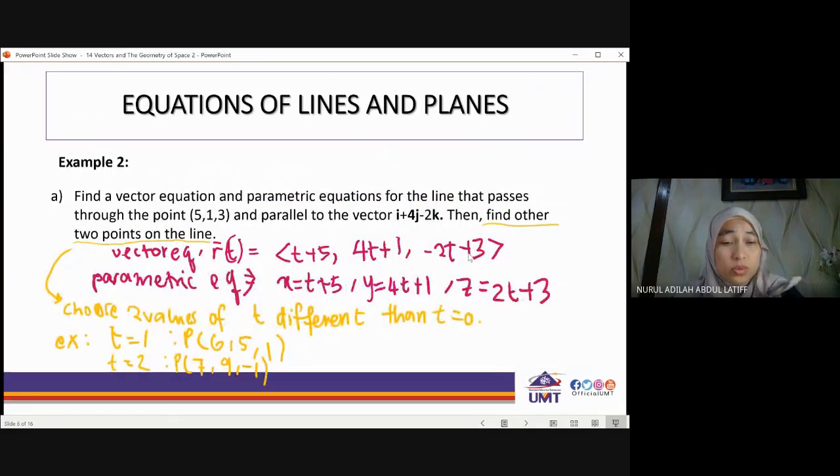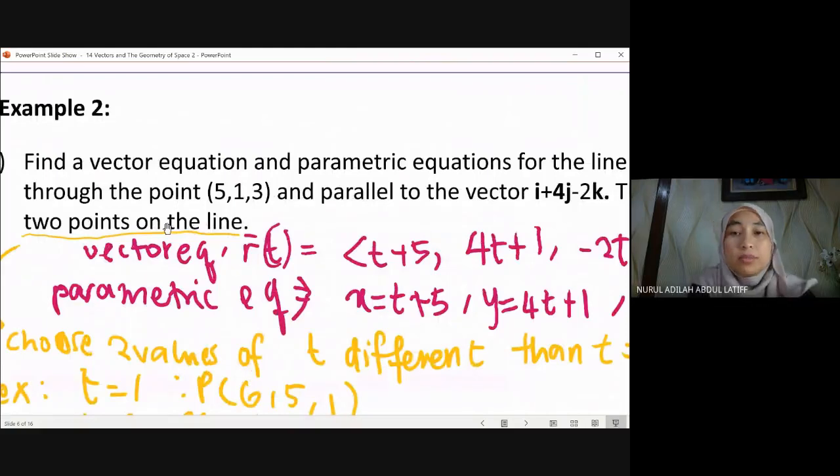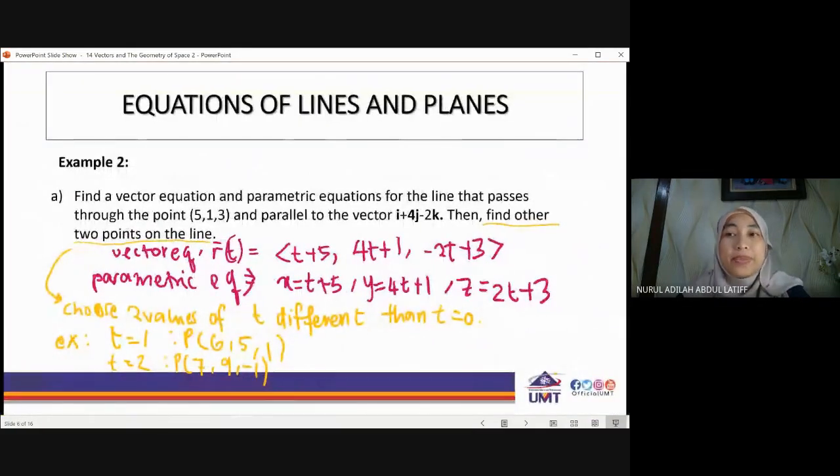Example 2. Mind my not so beautiful handwriting here because I need to write it like that. It's okay as long as you can understand it. So find the vector equation and parametric equations for the line that passes through the point (5, 1, 3) and is parallel to the vector i + 4j - 2k. Then find 2 other points on the line.